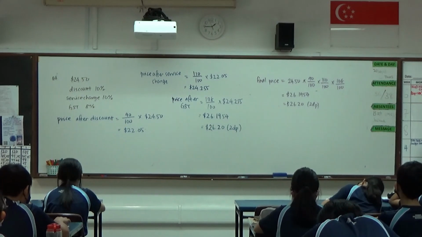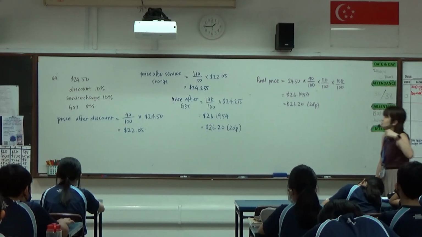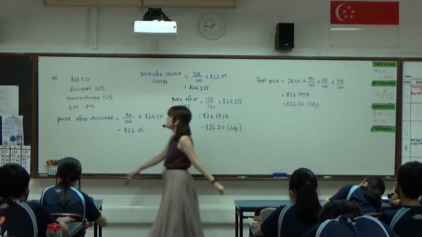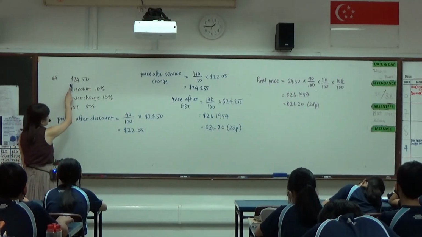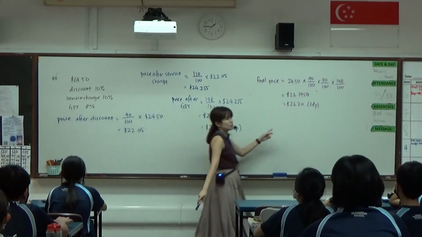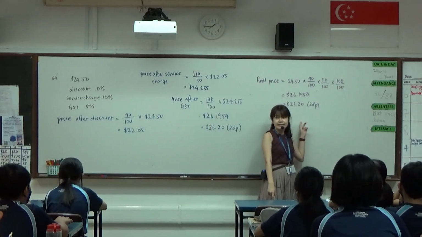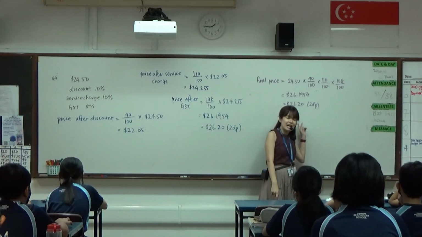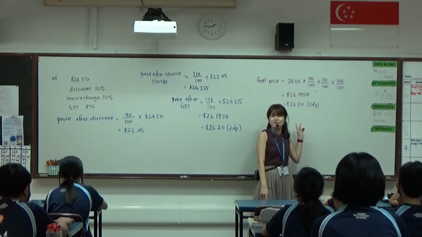Okay, and please have some awareness of what you're calculating. I was marking my other class. Got this one student, very funny. This one $24.50, right? The final answer came out $2,620. Okay, make sense? You all laugh, but please make sure you have that awareness.